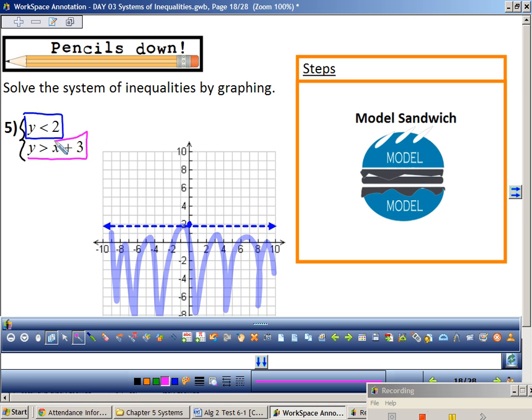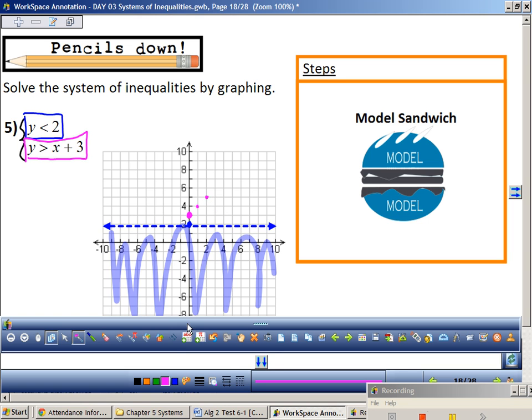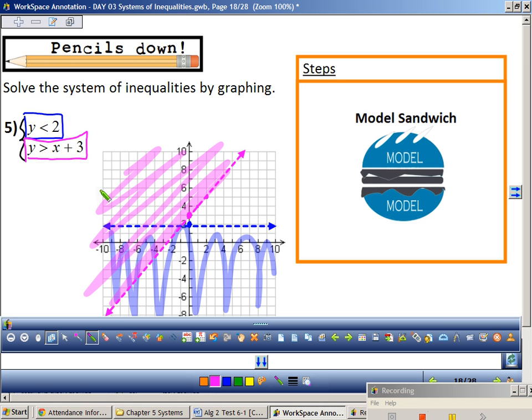Y is greater than x plus 3. I begin at 3 and I move up 1 and in the positive direction 1, up 1 over 1, up 1 over 1. Now I've got to draw my line. My line is also going to be dotted because it does not include the values on the line. I'm going to shade it. My shading is greater than, so I'm going to shade above my line.